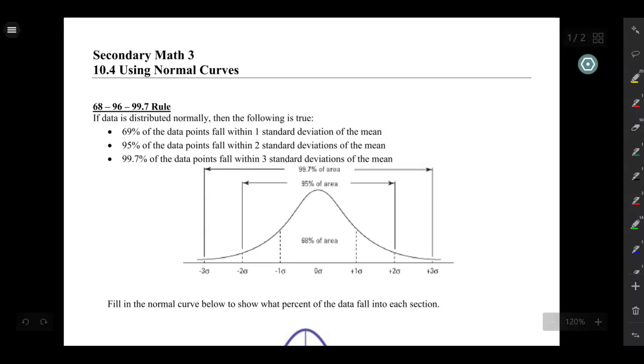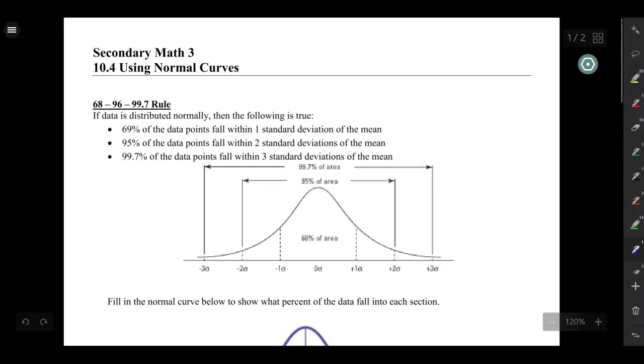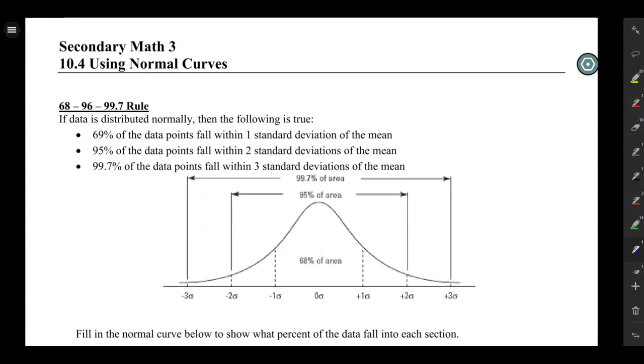In this video, we're going to be talking about how to use normal curves to predict how much data falls within a certain standard deviation of the mean. In order to do this, we're going to talk about what's called the 68, 95, 99.7 rule. Typo in my notes.